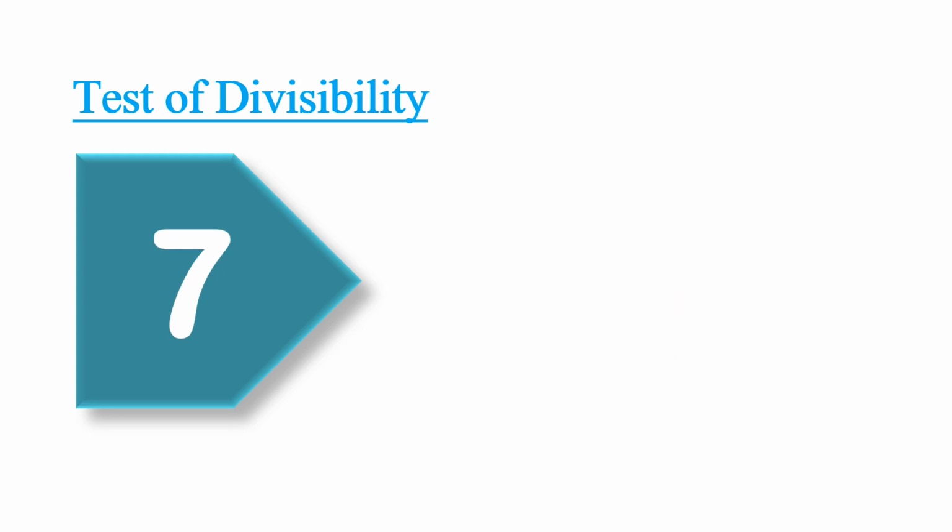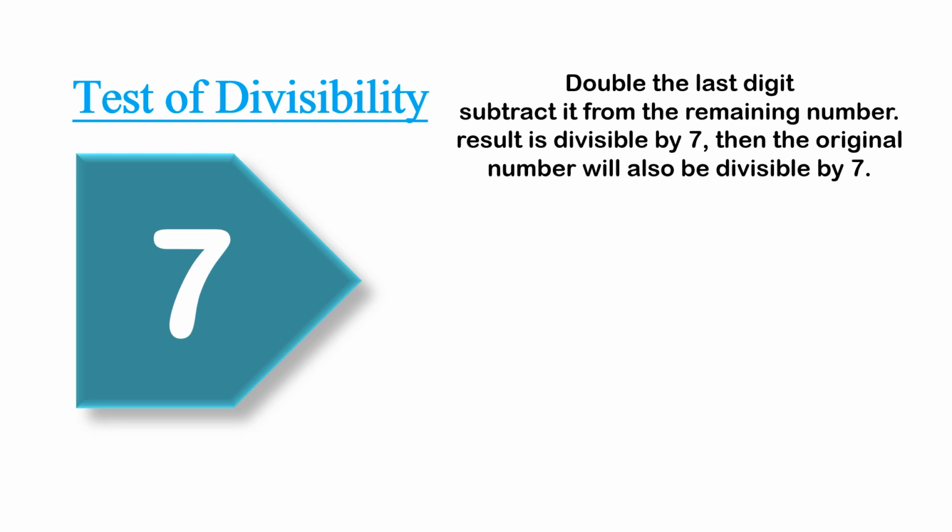Let's see the test of divisibility of 7. The process goes something like this. First, we have to double the last digit. Then we have to subtract that from the remaining truncated number. This process will be continued till we get a result which is divisible by 7. So if the result is divisible by 7, then the number is divisible by 7.